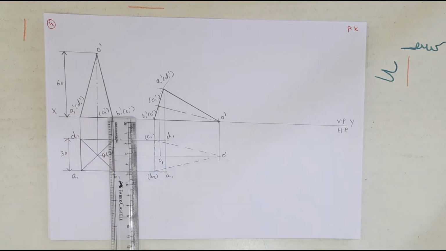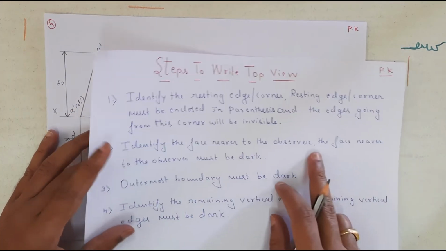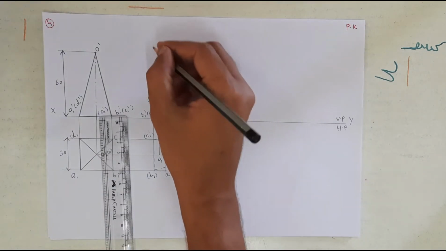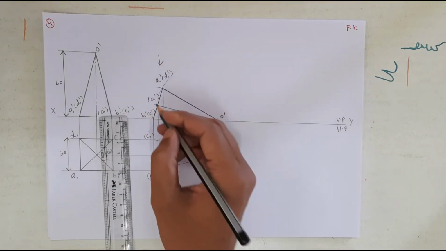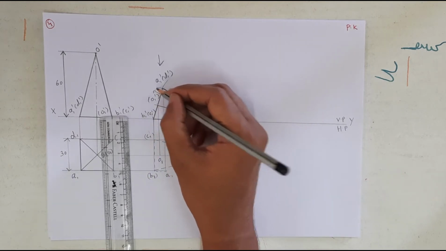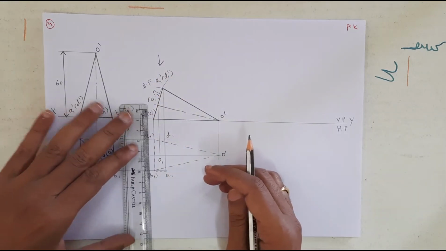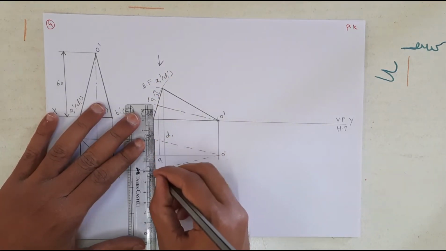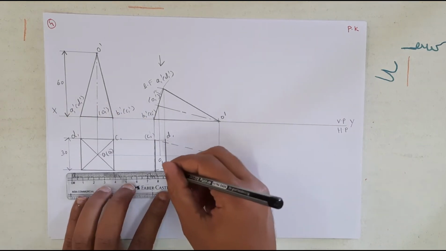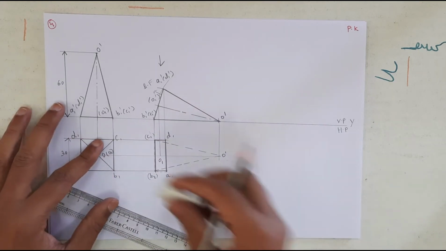Okay, so what is step number 2? Identify the face near to the observer. The face near to the observer must be dark. So when you are looking from this side, this is the bottom face and this one is the apex. So in this case, the bottom face is nearer to the observer. So this bottom face will be dark. Since it has been made dark, we have to remove this parenthesis.